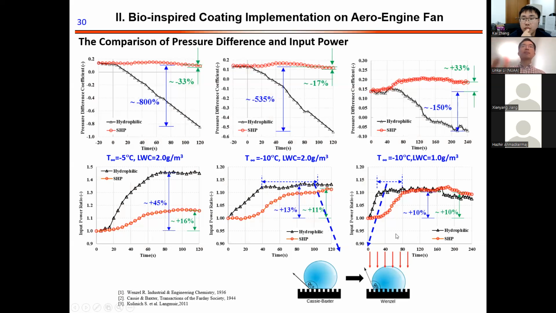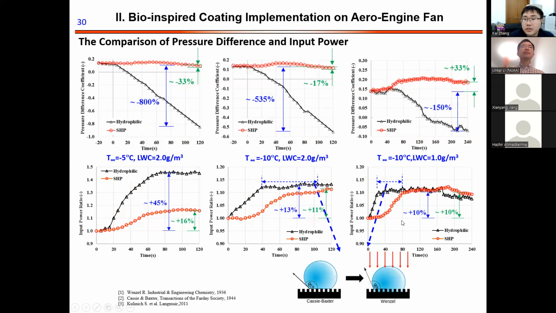So my hypothesis is that even though the super hydrophobic coating can work, it cannot maintain the surface under a very long exposure to icing conditions. We still need more robust and effective anti-ice or de-icing technology to make sure the aero-engine can run in a very safe condition. So can I answer your question?